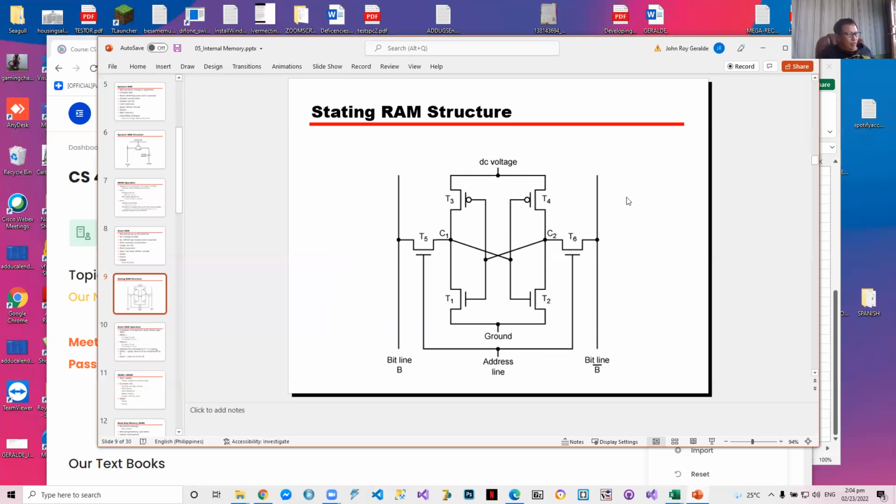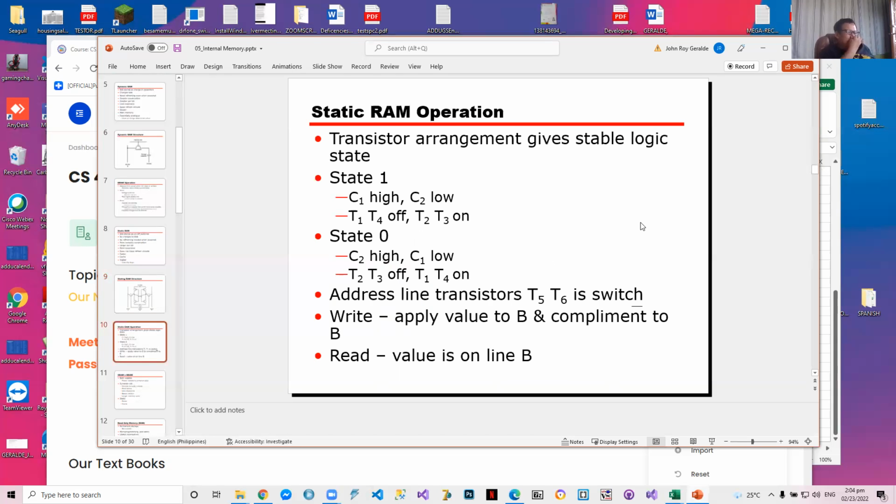That's assuming that we remove all the bit lines. So it will just feed back itself, round and around. The other lines in our transistor, T5 and T6, are switched when the other lines are correct.